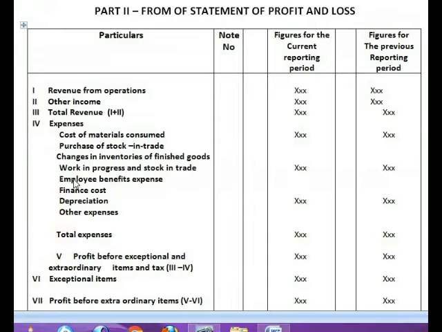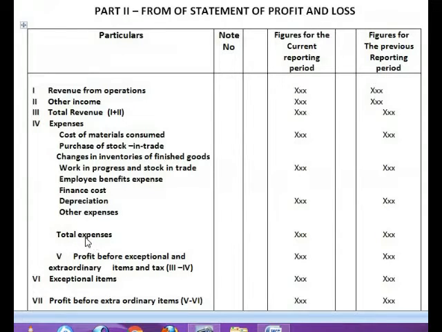The next is finance cost. Finance cost can be classified as interest expenses and other borrowing costs. And the next items are depreciation and amortization expenses and other expenses. The total of these expenses is known as total expenses.